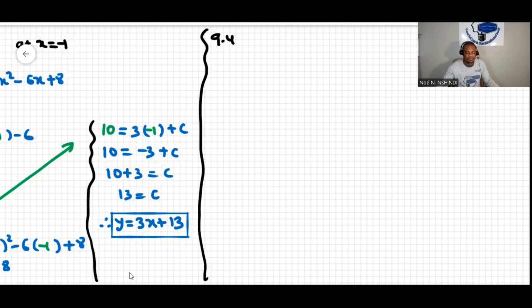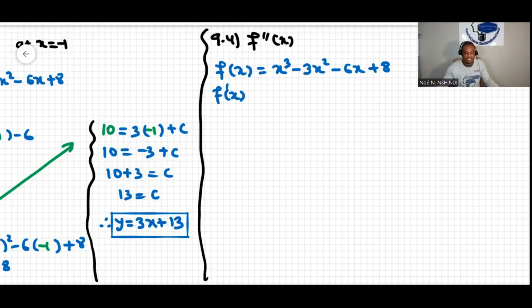9.4. So we're looking for the graph of f second of x. Previously we did find that f of x was given by x cubed minus 3x squared minus 6x plus 8. And in the previous questions we also worked out f prime of x. This was given by 3x squared minus 6x minus 6.